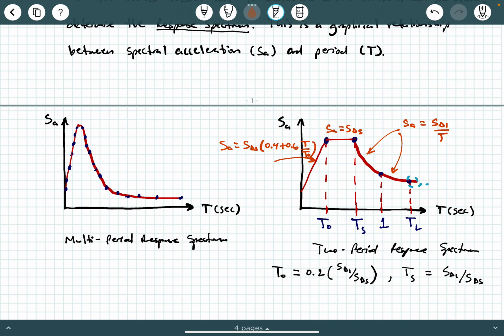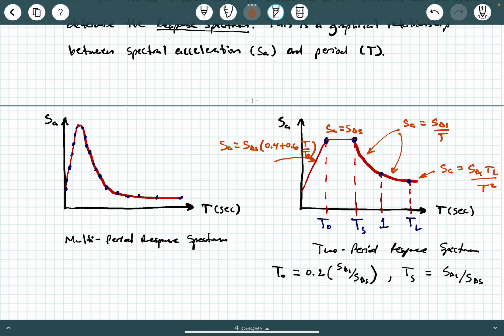Now, what happens if you fall beyond TL, okay? If your period is beyond TL, you're going to have SA is equal to SD1 TL over T squared, all right? Now, what is this T? Well, notice, I've defined T naught and TS, and I've got 1 second here, and I've got the long period transition period, TL here. This also comes from the ASCE hazard tool and some of the hazard maps within ASCE 7.